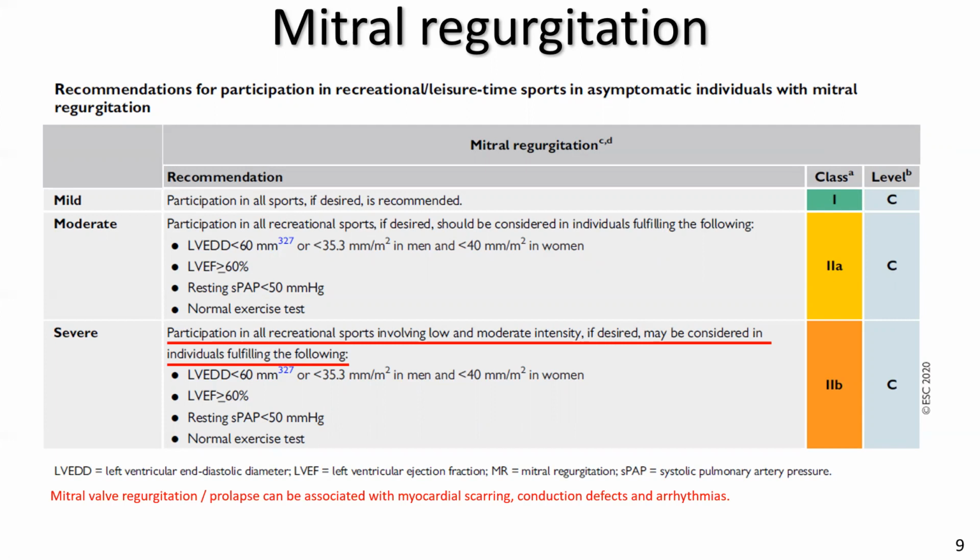So these people need a good workup with mitral regurg before you can give them participation in recreational sports involving even low and moderate intensity. So we're really talking about pretty restrictive exercise and sports involvement in people with severe mitral regurgitant disease. Now, down the bottom there in red, mitral valve regurg or prolapse can be associated with myocardial scarring in the region of the mitral valve and the region of the leak, and also produce conduction defects and arrhythmias.